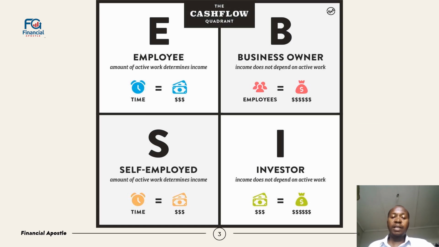Everyone falls under this cash flow quadrant. You are either an employee, a self-employed, a business owner, or an investor. So as an employee, your income is based on time. The more time you spend at your workplace, or you work overtime, you end up earning more money. So your income is based on time.